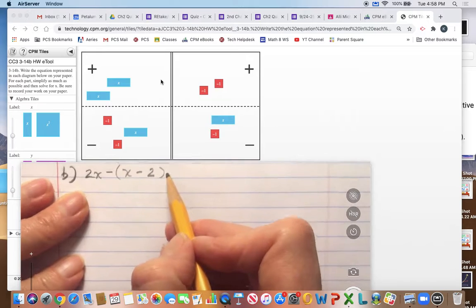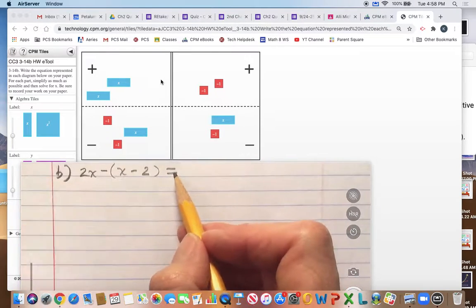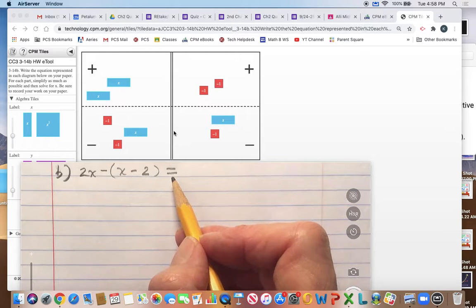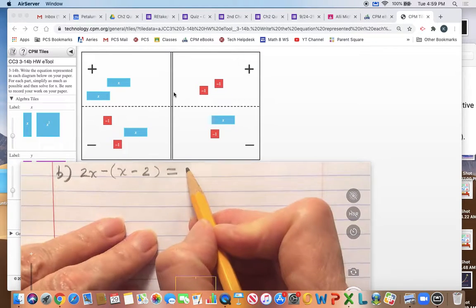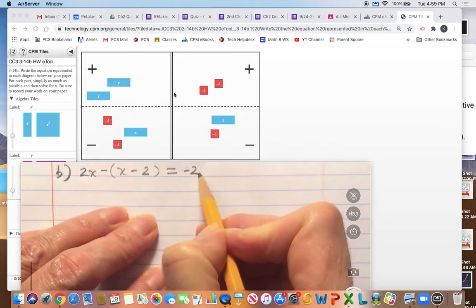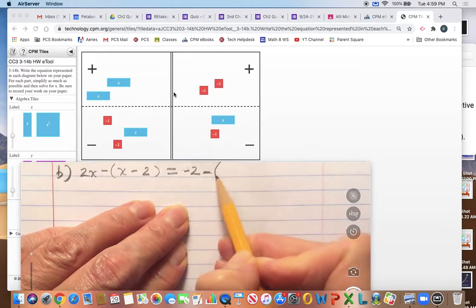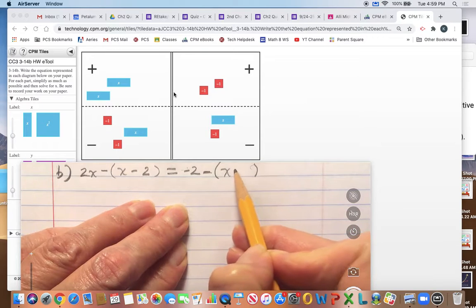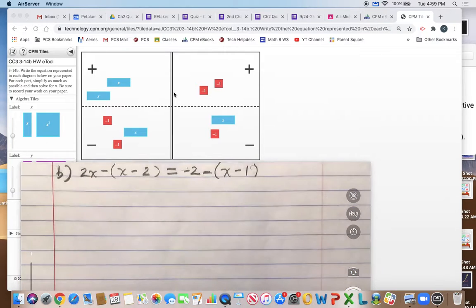All right, and then we're going to put an equal sign because we know that this double line up here means an equal sign. These two sides of the mat are equal to each other. All right, and on the top, we see we've got two -1 tiles, so that's -2. And then the negative region, again, a negative sign and parentheses. And then we've got an x and a -1 tile. Okay, so that's what we have.